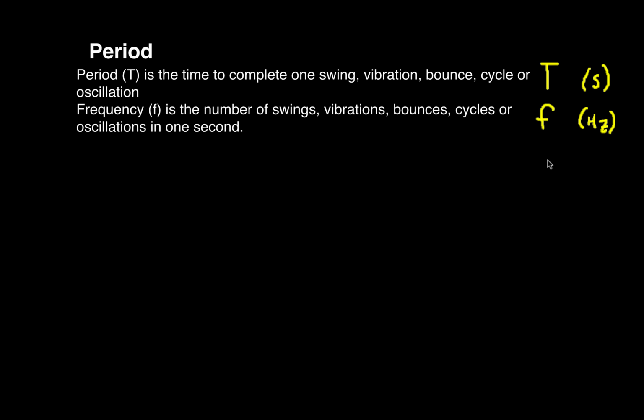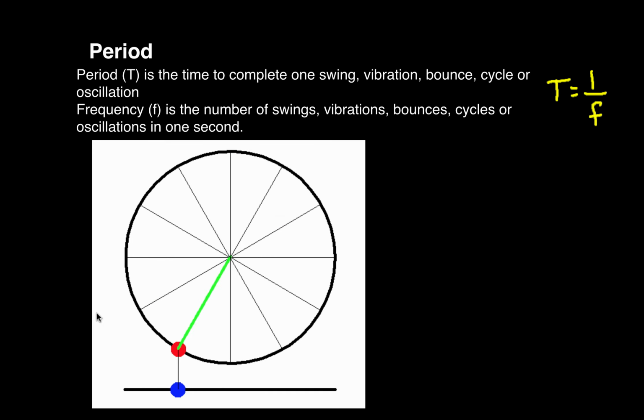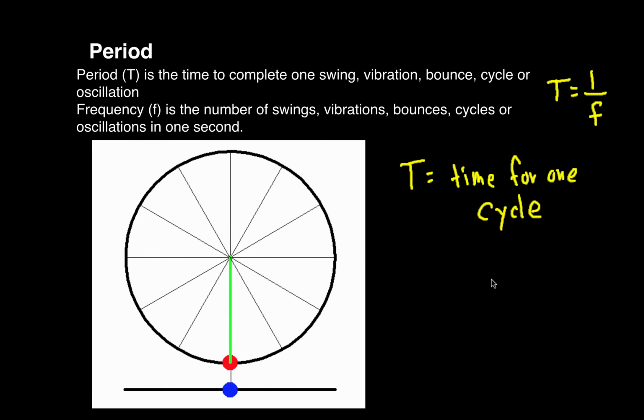Also recall from earlier lessons, the formula period equals 1 over frequency. So if we have an object undergoing repetitive motion like circular motion or an object traveling back and forth, the period is the time for one cycle or once around. The frequency is the number of cycles or times it goes around in 1 second.